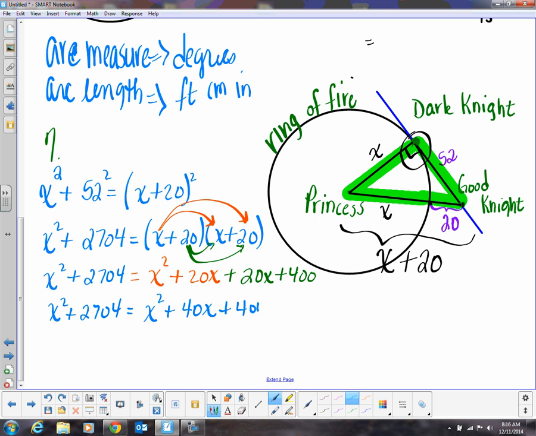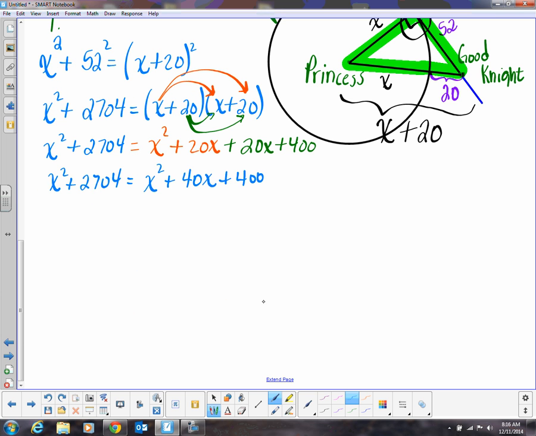Plus 400. Here we go. So what I did is I combined the like terms. How do we disconnect this x squared? How do we move it? Subtract it because it's being added. This is the beauty. What happens to the x squareds? So you got 2704 is equal to 40x plus 400. Now how do we start to solve for x? So you get 2304 is equal to 40x, then what?